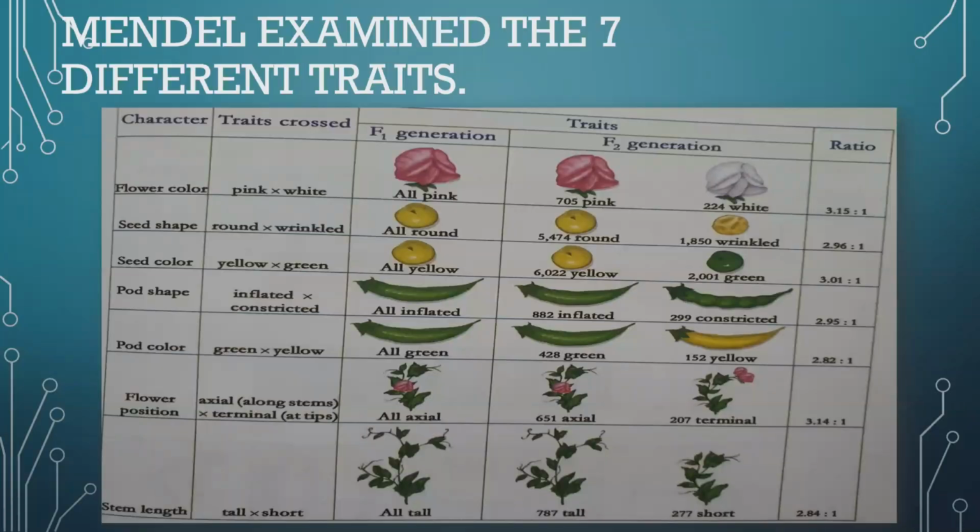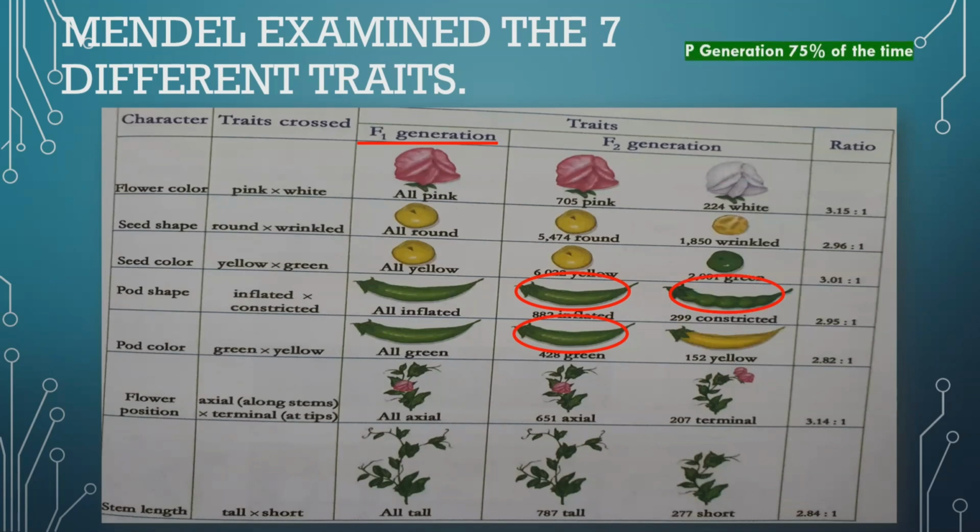The next experiment Mendel conducted involved breeding the F1 generation. He allowed the hybrid tall plants of the F1 generation to self-pollinate. This produced the second filial generation, or F2 generation. 3 out of 4 pea plants in the F2 generation were tall, while 1 was short. Mendel repeated this experiment many times and examined all 7 traits.